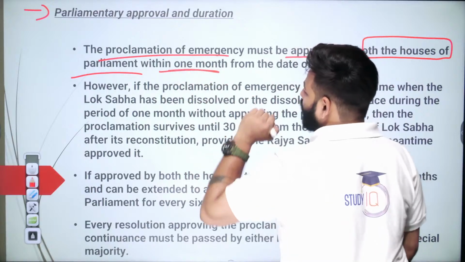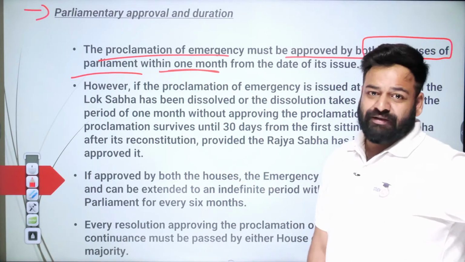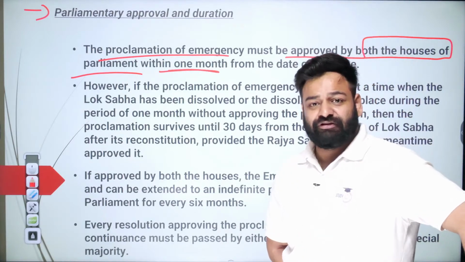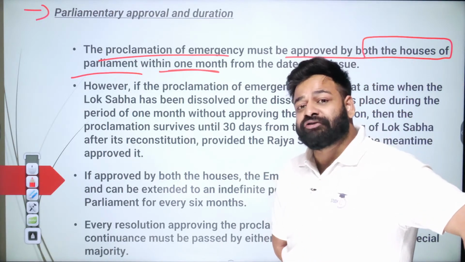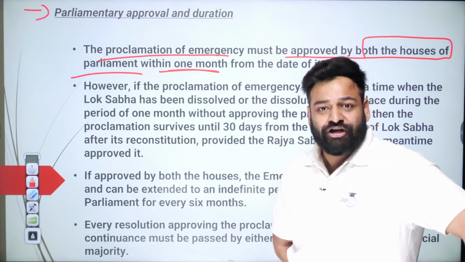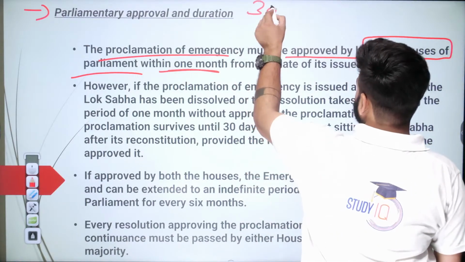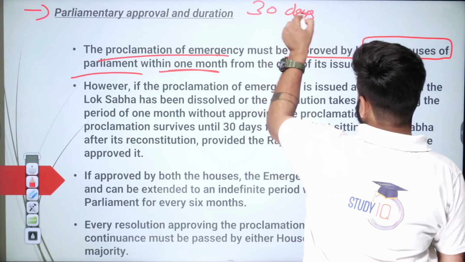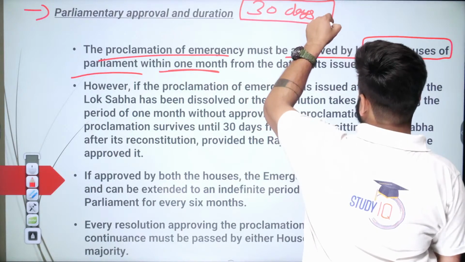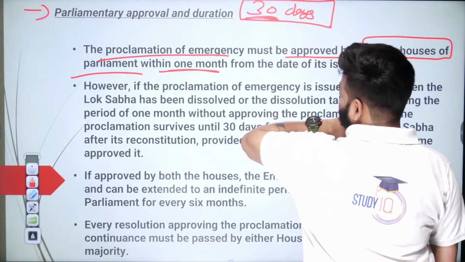And when we talk about 1 month, a month is of two types, right? 30 days and 31 days. So the Constitution talks about a month, and what is that month here, 30 or 31? The Constitution's month is always 30 days. The Constitution doesn't talk about a month of 31 days. According to the Constitution, it is just 30 days.